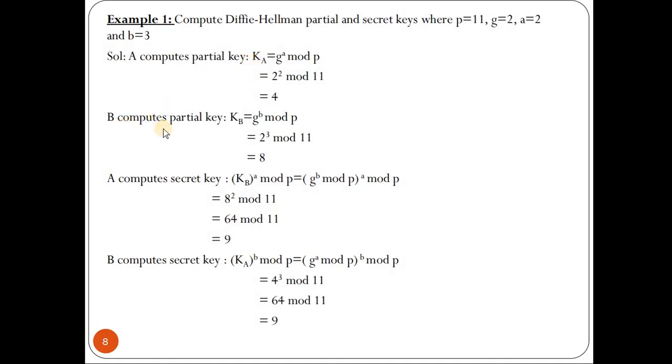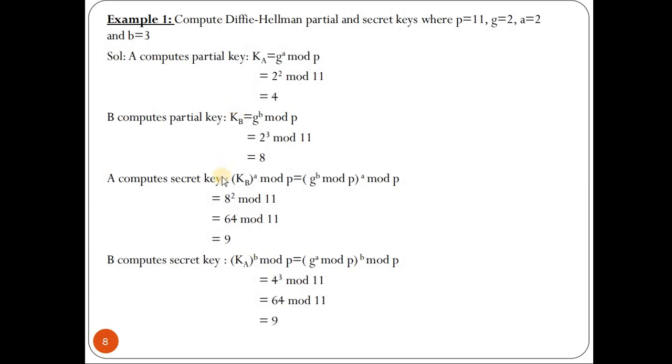Next we'll compute the partial key of B. So how to compute the partial key of B? It is G to the power B mod P. G is equal to 2, B is equal to 3. So 2 to the power 3 mod 11 is 8. Okay, so let us indicate it as KB. So KA indicates the partial key of A, KB indicates the partial key of B.